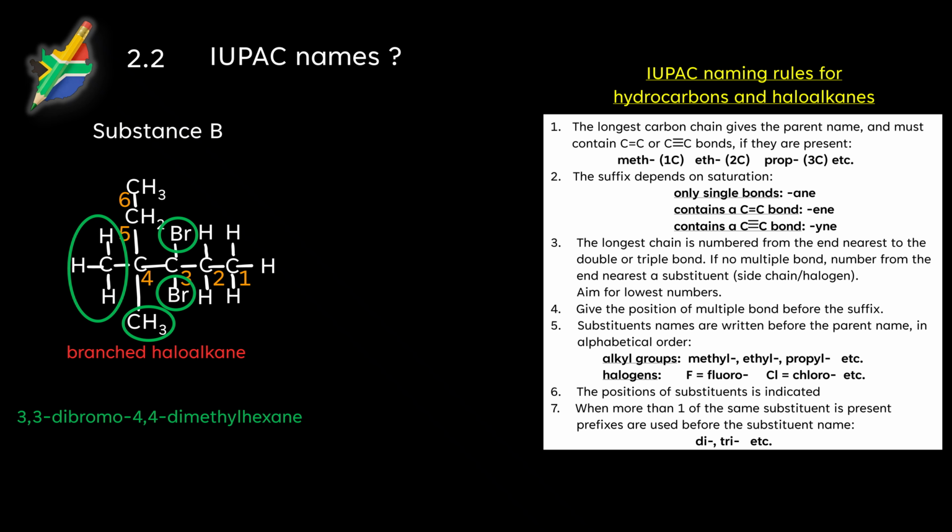The positions of the substituents are indicated, and since there is more than one of the same substituent, we need to indicate this before the substituent name. There are 2 bromines on carbon 3, and so we write 3,3-dibromo, and there are 2 methyl groups on carbon 4, so we write 4,4-dimethyl. So we have 3,3-dibromo-4,4-dimethylhexane as the name for substance B.